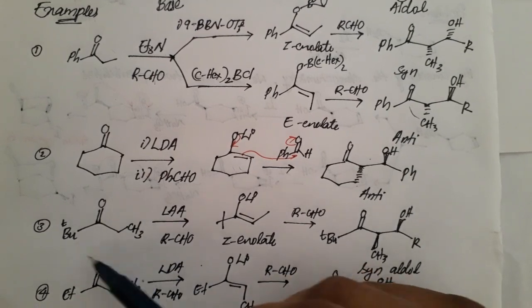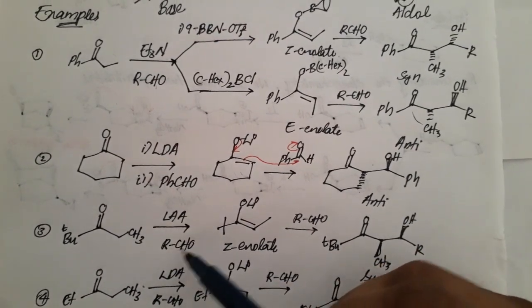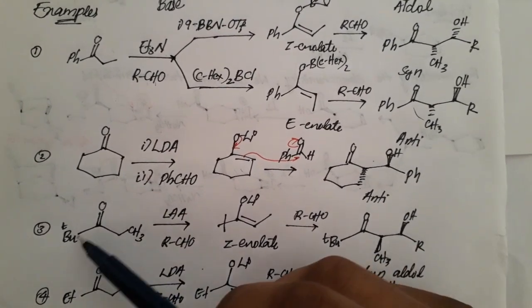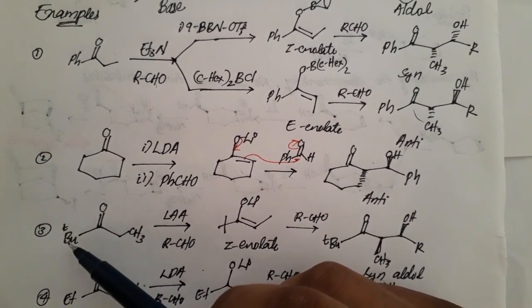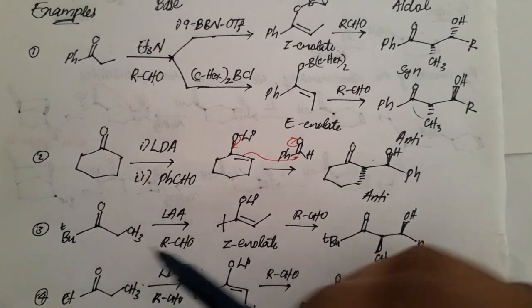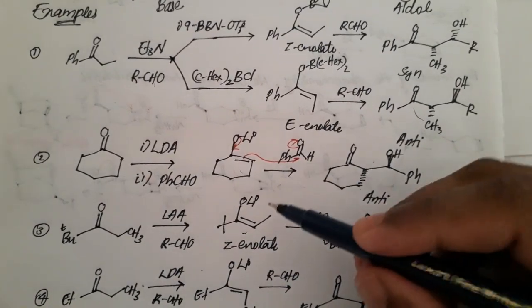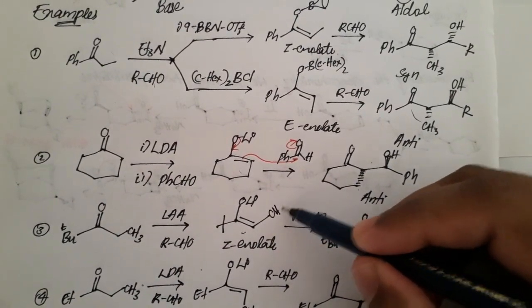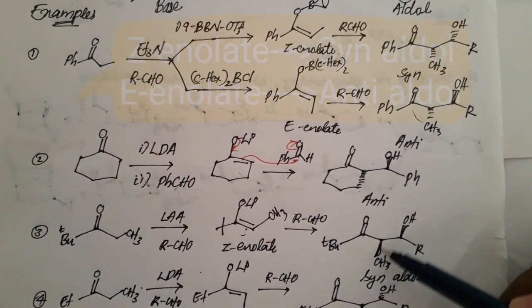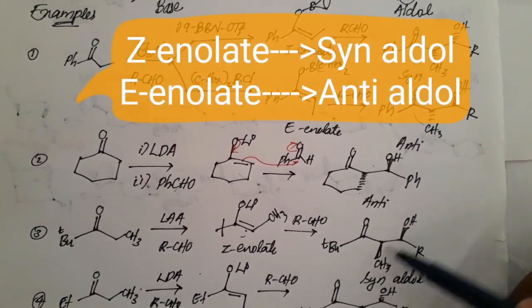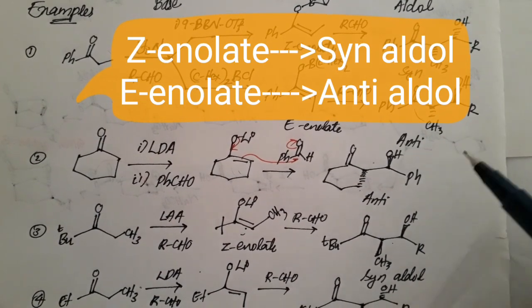Another, this is the carbonyl compound, LDA, another equivalent of carbonyl compound. The thing is that here our R is bulky, that is a tertiary butyl group. So if it is bulky, you will end up with the Z-enolate. Okay, so the Z-enolate gives you syn-aldol. So here both are in wedge. This is also syn-aldol.